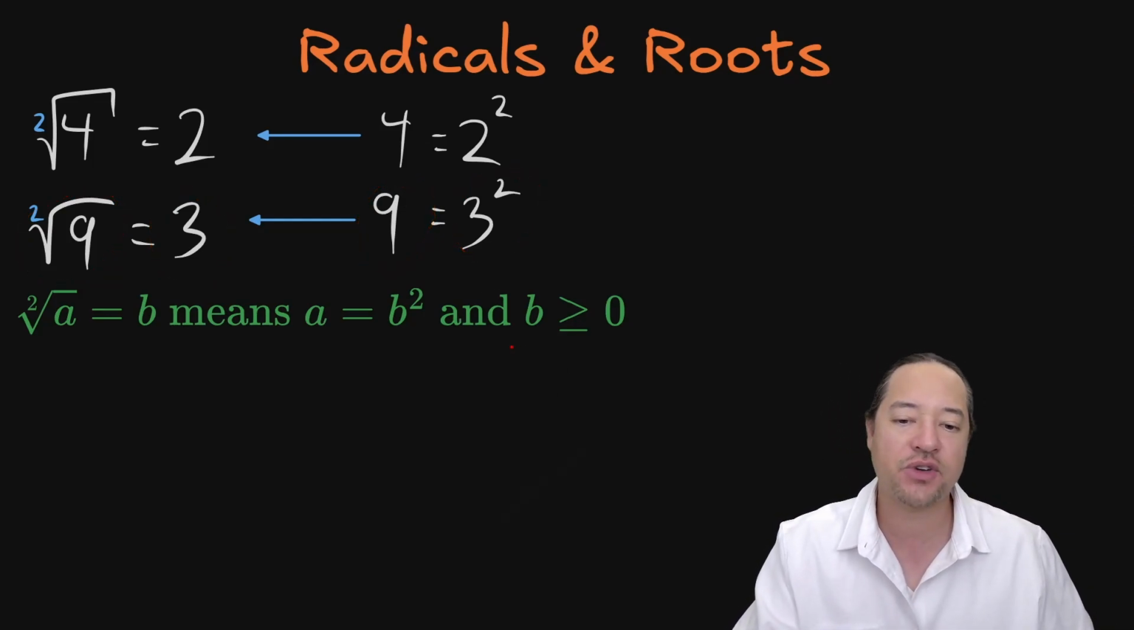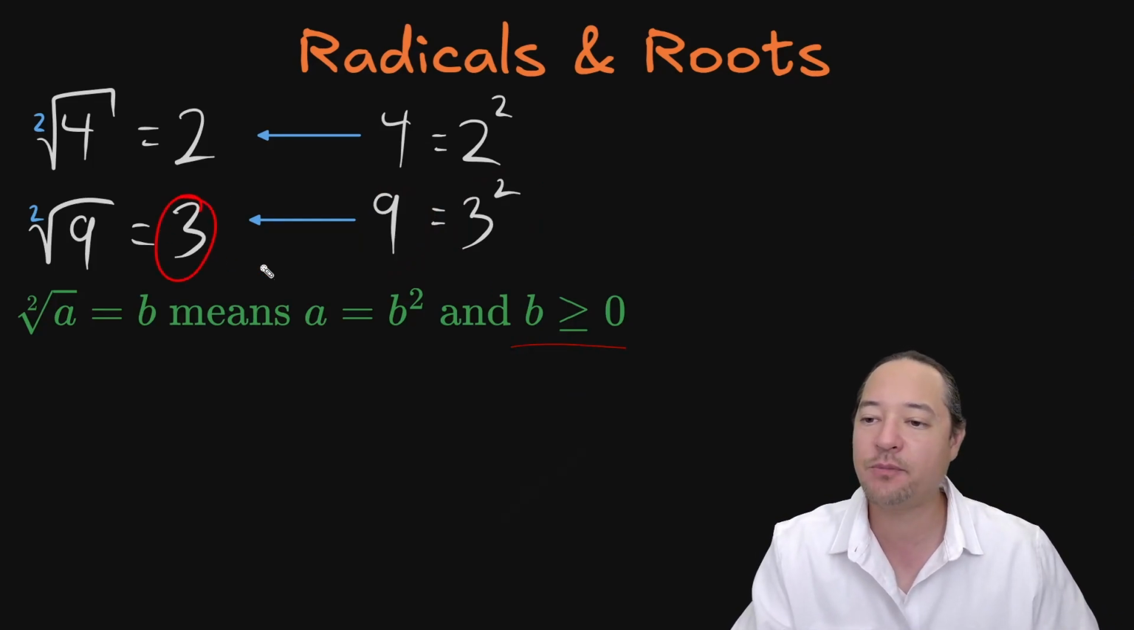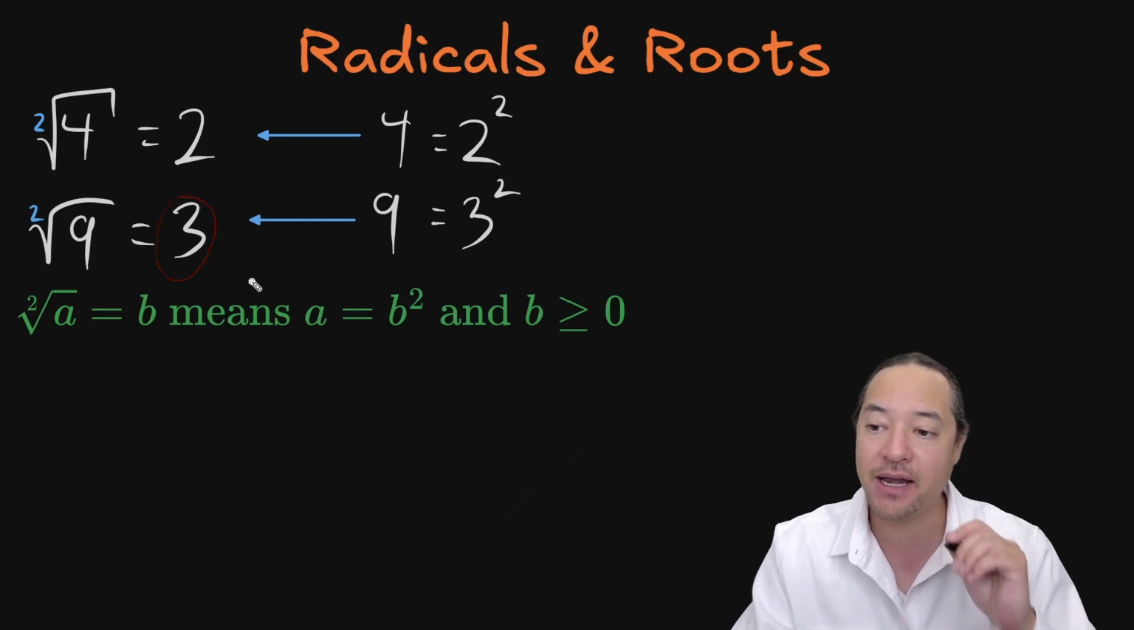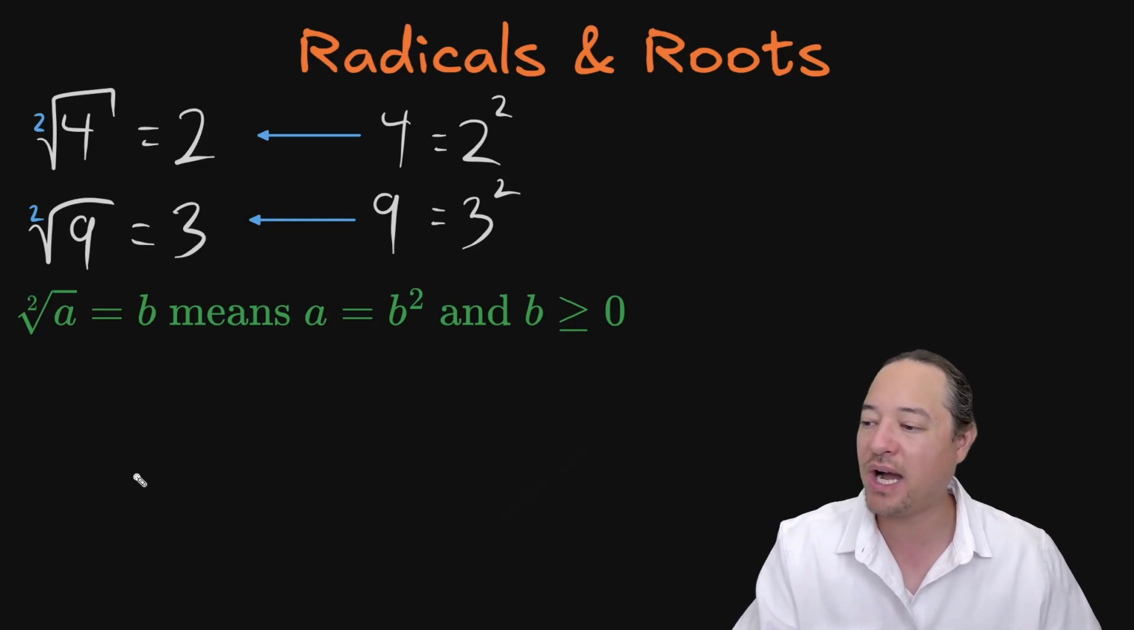But notice this extra condition. We're saying that b is going to be positive, right? That means this number here is always going to be positive. It's not going to be a negative number. I guess it could be 0, okay? But besides that, it's going to be positive. Why is that? What's going on?